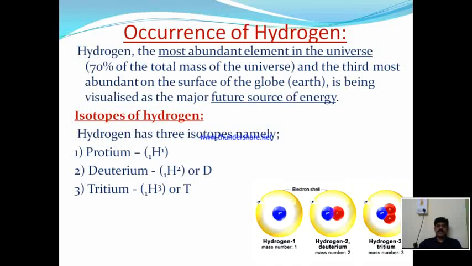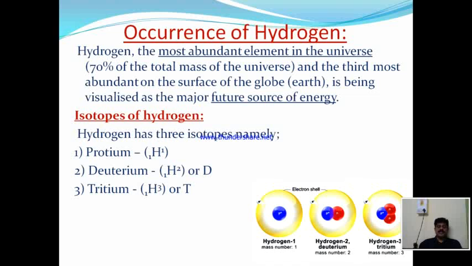Children, after learning about the resemblance of hydrogen with alkali metals and halogens, let us move towards the occurrence of hydrogen. Hydrogen is the most abundant element in the universe, around 70% of the total mass of the universe. Not only that, hydrogen is the third most abundant element on the surface of the earth. Hydrogen is being visualized as the major future source of energy, which you are going to learn under the heading hydrogen economy at the end of this unit.